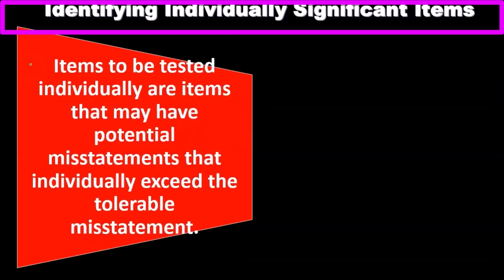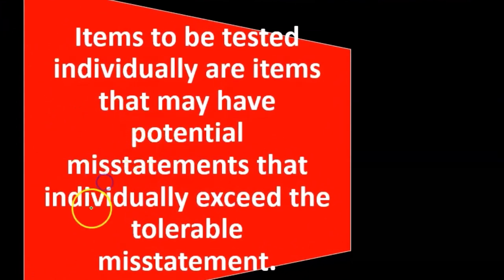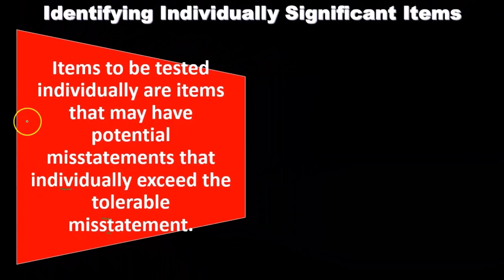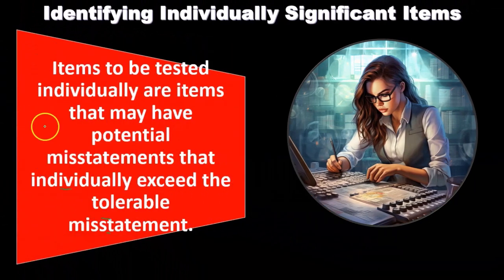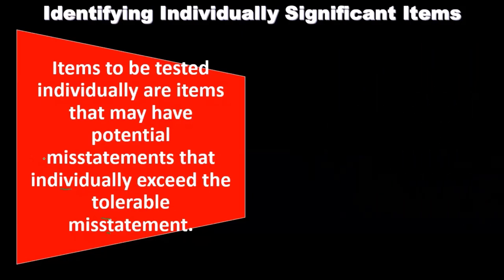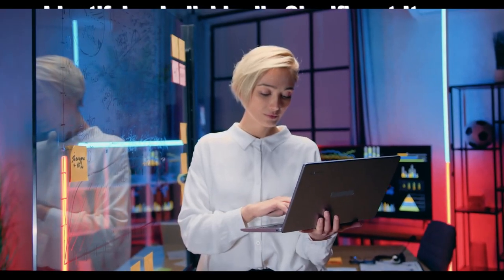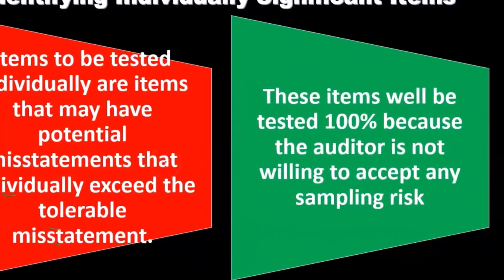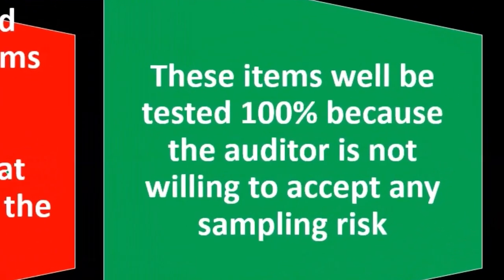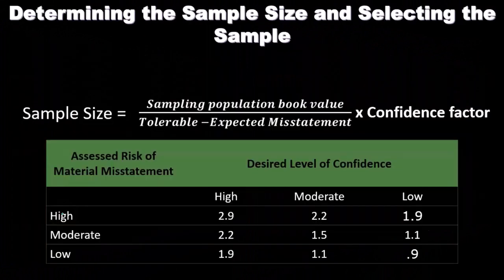Items to be tested individually are items that may have a potential misstatement that individually exceeds the tolerable misstatement. So let's read that one more time. Items to be tested individually are items that may have potential misstatements that individually, in and of themselves, in other words, exceed the tolerable misstatement. So if we look through the data and we have these types of areas where the misstatement for that individual item could exceed the tolerable misstatement, we want to pick those items out. These items will be tested 100% because the auditor is not willing to accept any sampling risk with regards to these items, given their nature as significant items.